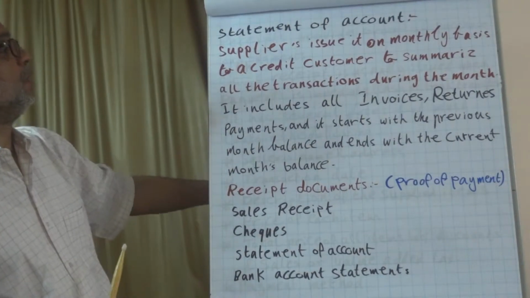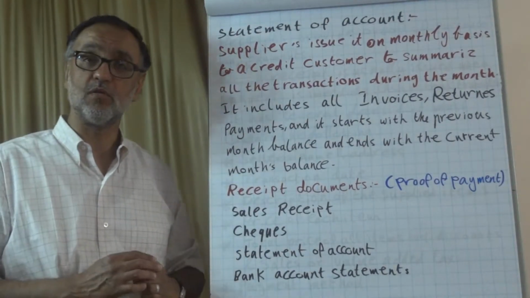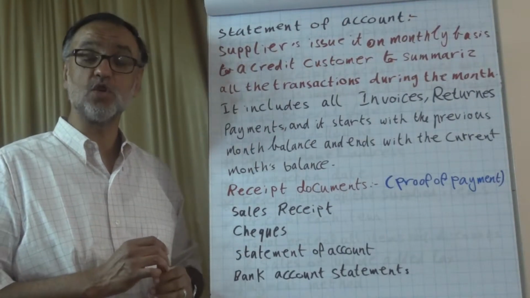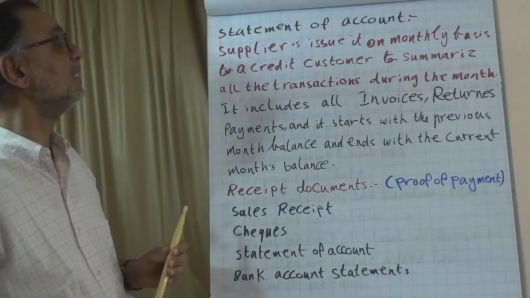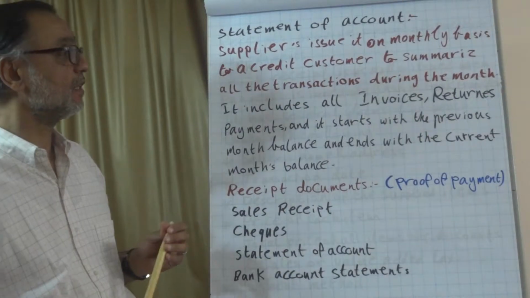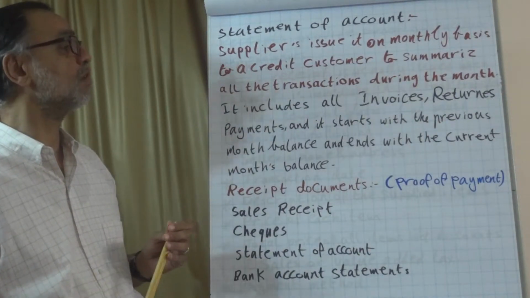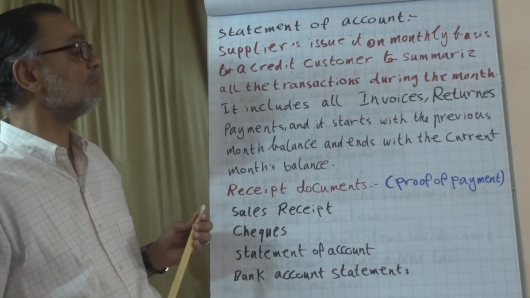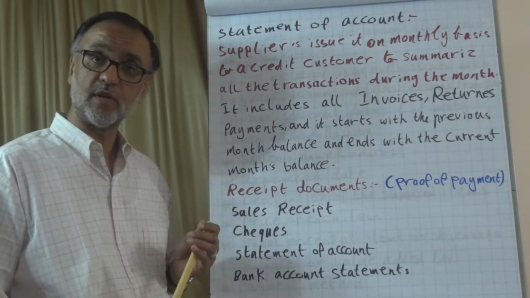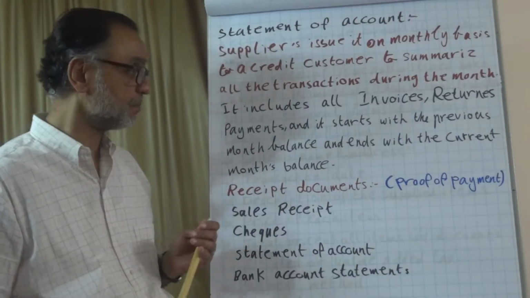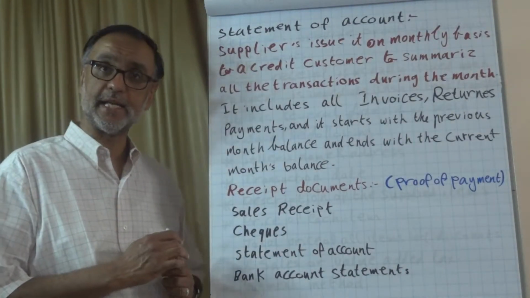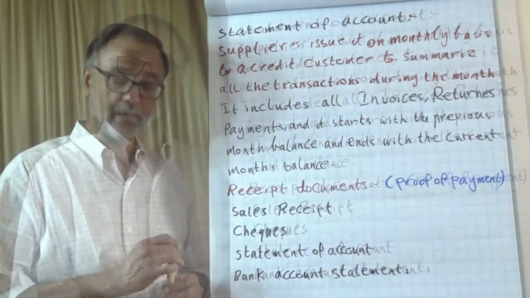Now, we talk about the statement of account. Statement of account is issued by the supplier usually on a monthly basis, and it's for the credit customers and summarizes all the transactions during the month. It includes the invoices, returns of sales, and payments. It starts with the previous month's balance and ends with the current month's balance.